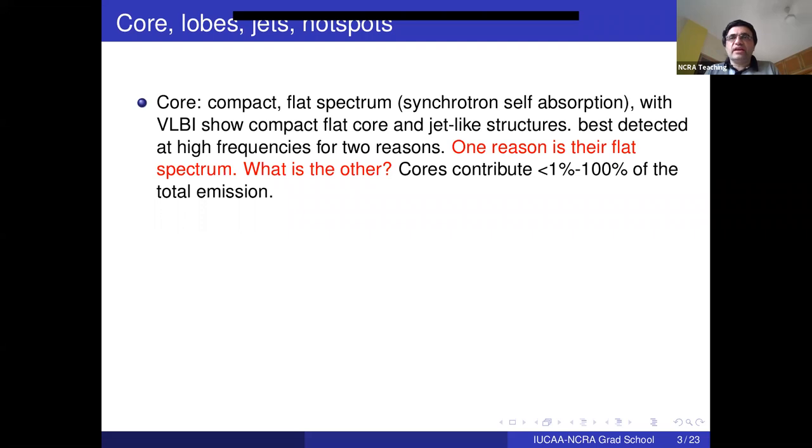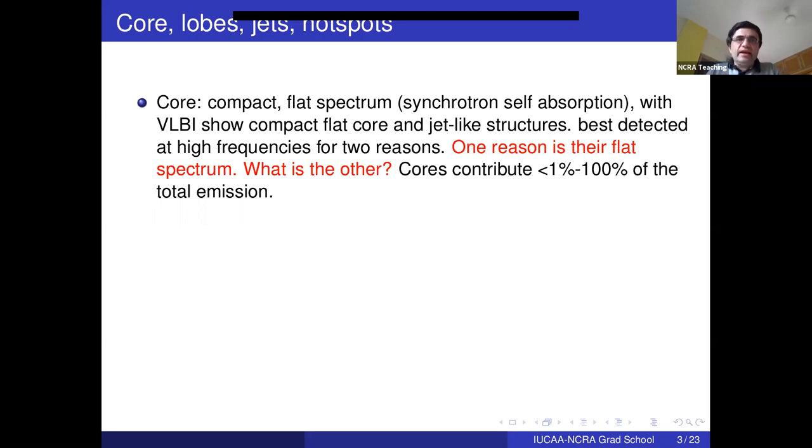With very long baseline interferometry, where the baselines are tens of thousands of kilometers long, like we saw in the case of the Event Horizon Telescope, you are able to resolve the core. What you saw as the core in the interferometer gets resolved out in VLBI. And there you usually again see a compact flat core, which corresponds to the region around the accretion disk of the radio galaxy, and jet-like structures. So there is evidence now that just like you see jets on length scales of kiloparsecs in radio galaxies, you do also see jets on parsec scales with very long baseline interferometric observations.